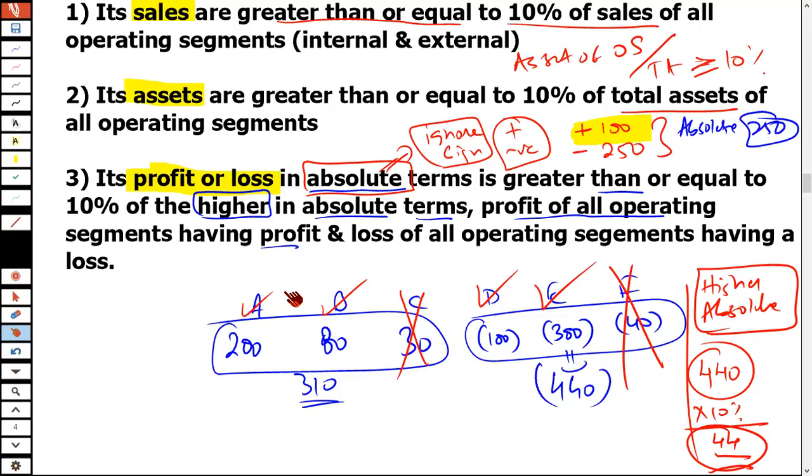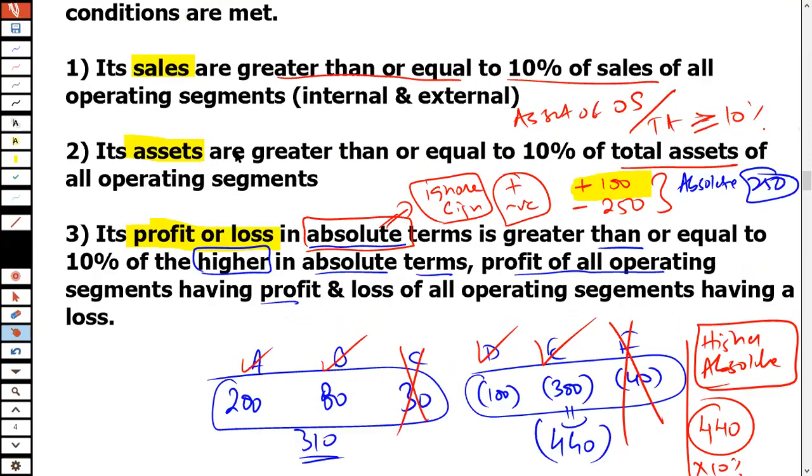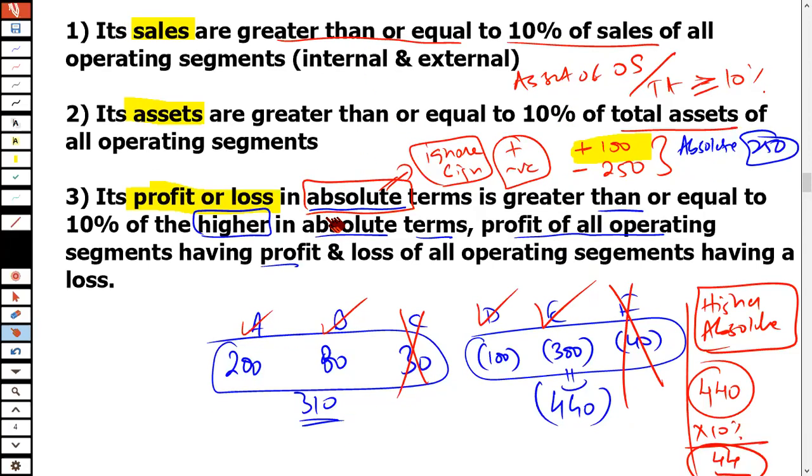Okay, so if any of the operating segments meets any of these criteria, it becomes a reportable segment. Let's move a bit forward.